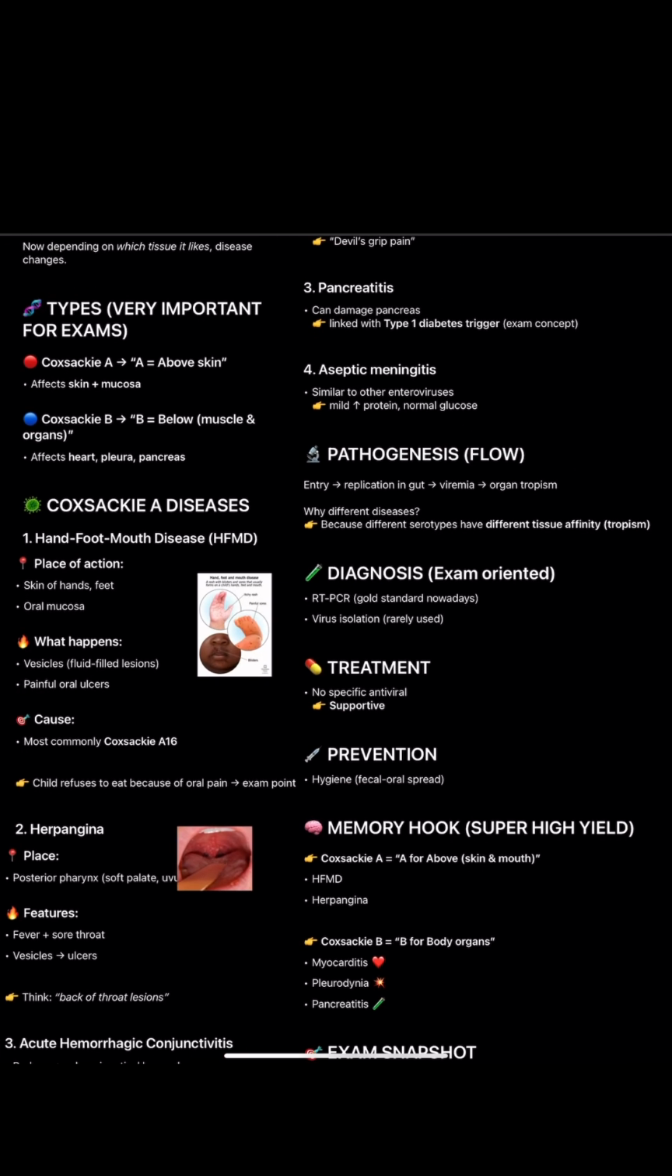Types of Coxsackie viral diseases. First of all, types of Coxsackie virus: Coxsackie A and Coxsackie B. A, that is above skin, affects skin and the mucosa, and B, that is below the skin, which affects muscle and organs like heart, pleura, pancreas. Coxsackie A diseases, let us see: hand, foot, mouth disease.